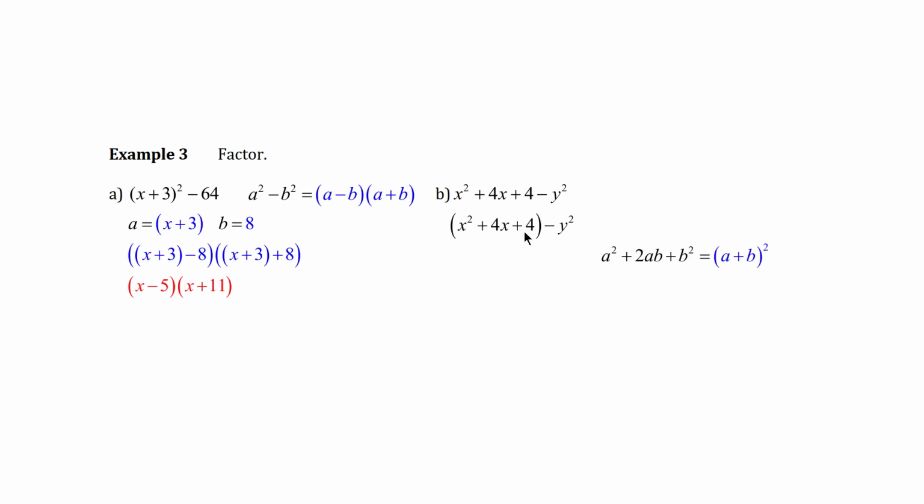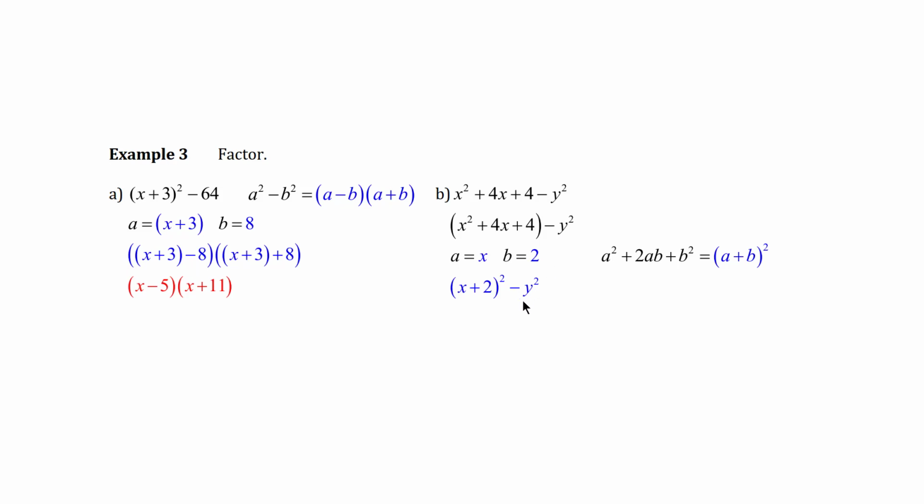To find our value for A, we take the square root of x², which is x. To find the value of B, we take the square root of 4, which is 2. We plug our values into the perfect square formula, (a + b)². The result is (x + 2)², and then we bring down the minus y².